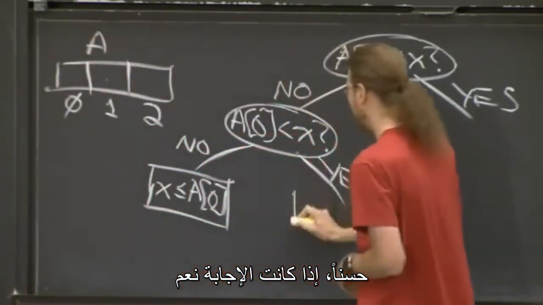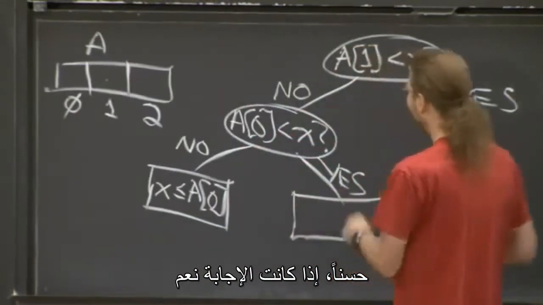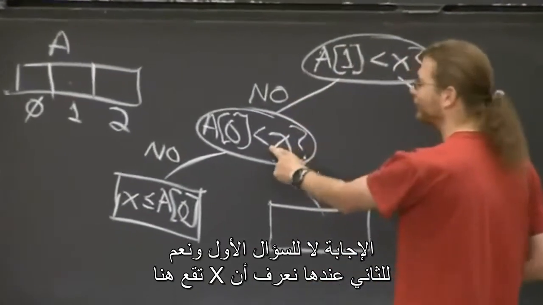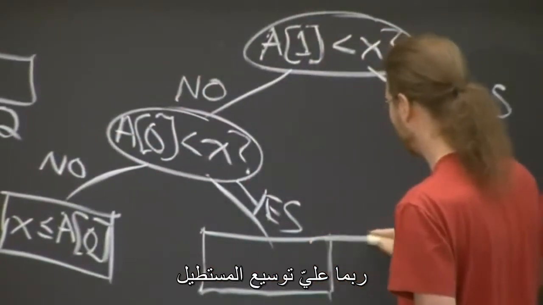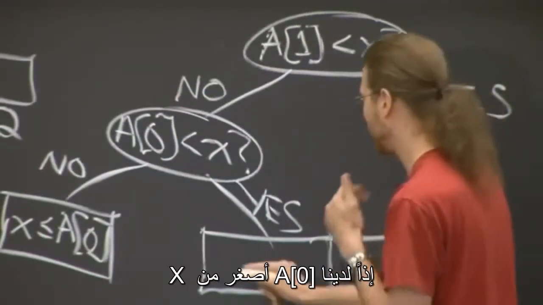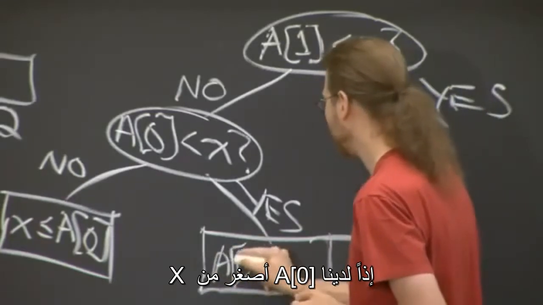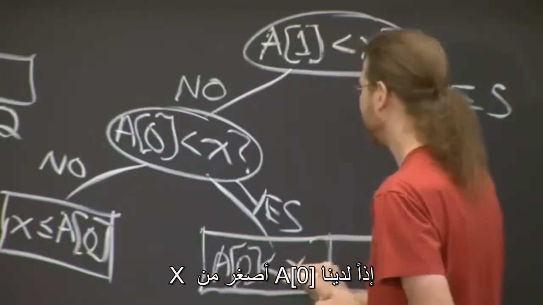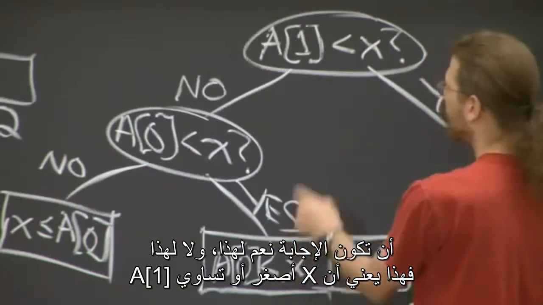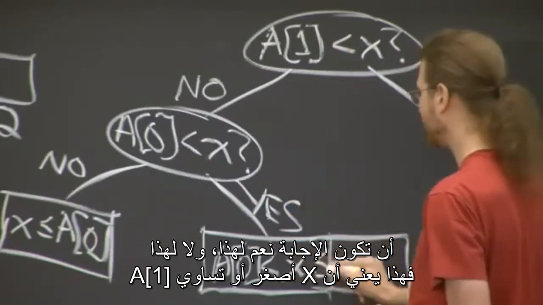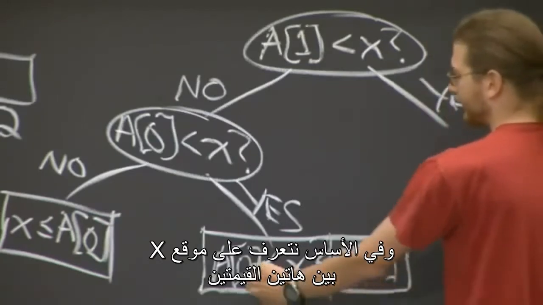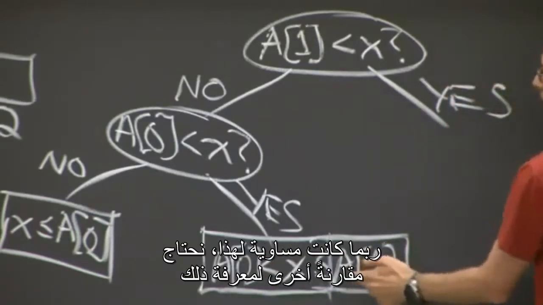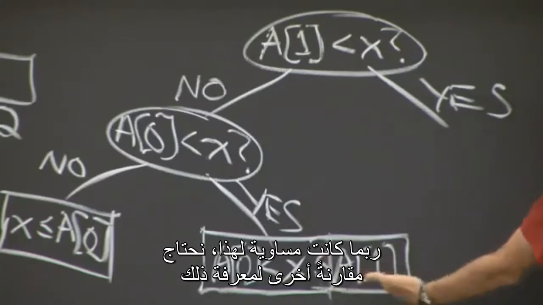Okay? If the answer is no to this question, yes to this question, then you know that X falls in between here. Probably need a wider box for this. So we have A0 is less than X. That was the yes to this. And the no to this means that X is less than or equal to A1. And so we basically identified where X fits. It's in between those two values, possibly equal to this one. Again, one more comparison, you could figure that out.